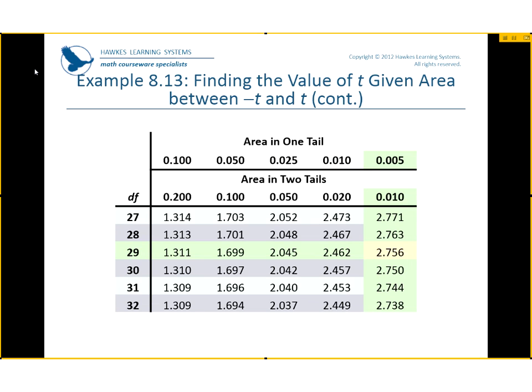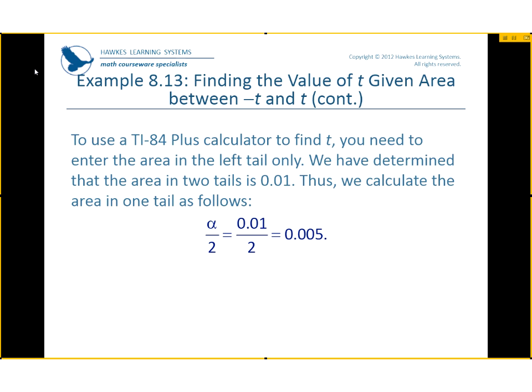Then you get t equals 2.756. So let's look at that. Okay, so I know my 2-tailed area is 0.010. And my degrees of freedom are 29, so I get 2.756.